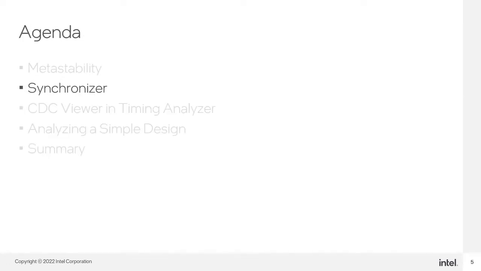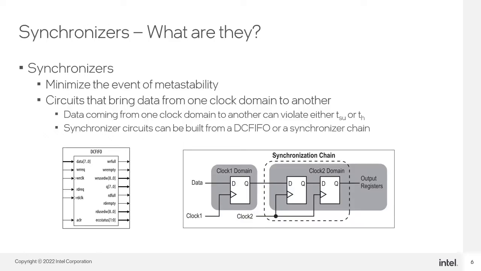Now, a quick review of synchronization circuits. When a signal transfers between circuitry in unrelated or asynchronous clock domains, it is necessary to synchronize this signal to the new clock domain before it can be used. The first register in the new clock domain acts as a synchronization register.